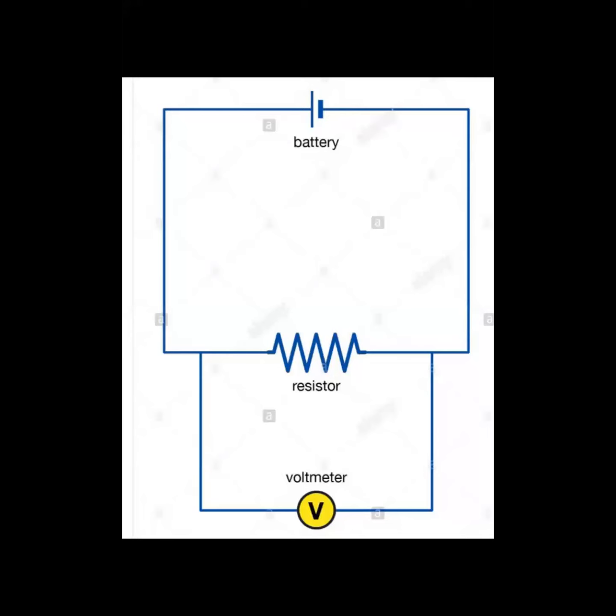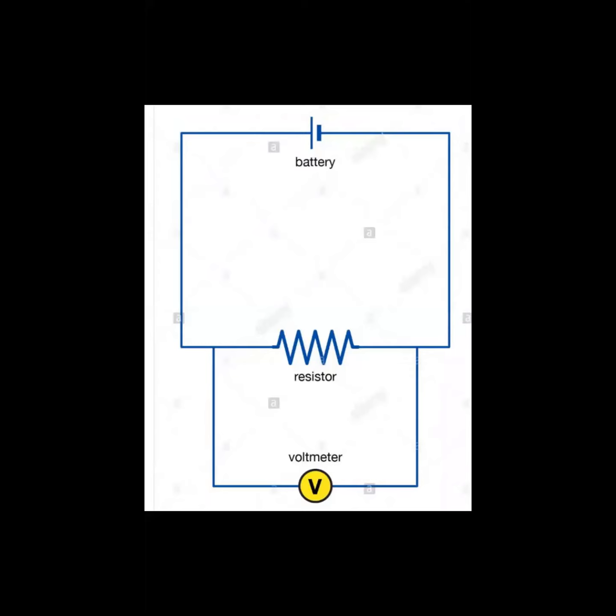This is a sample of a simple electric circuit. This is the battery. The battery is what gives out the current, the charges. Then there's a resistor, there's a voltmeter. We have not explained those. But this is a sample of a simple electric circuit.